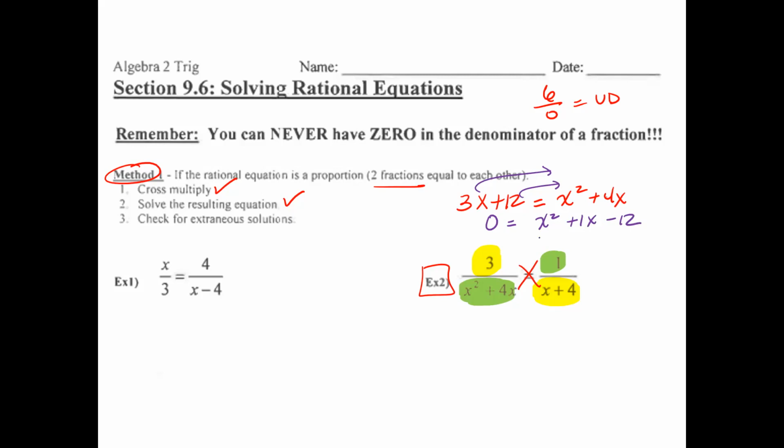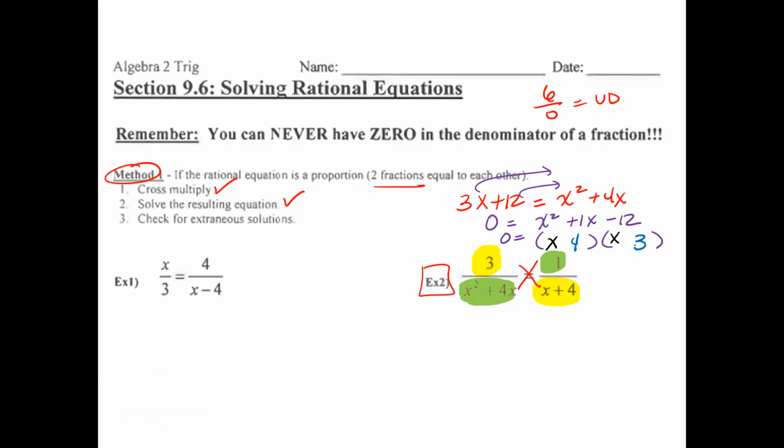Once you have this, remember, you're going to try to set it equal to 0 and factor it into parentheses. So you have to ask yourself, what times what gives me a negative 12, but when I add them together, gives me a positive 1? You have to have one negative number because there's a negative 12 there. So the only 2 numbers I can think of are 4 and 3, because the difference of 4 and 3 is 1.